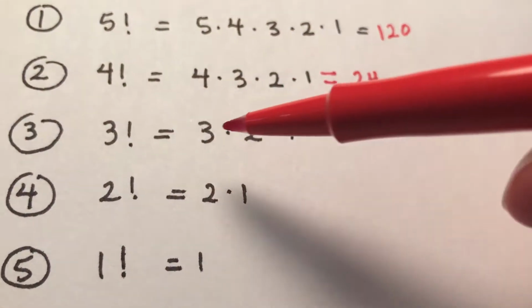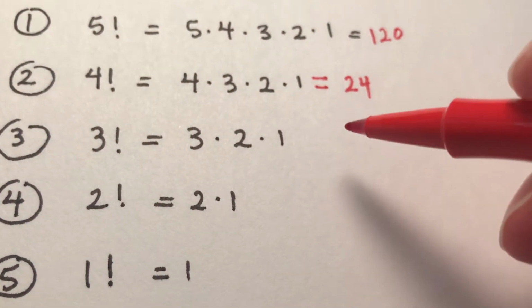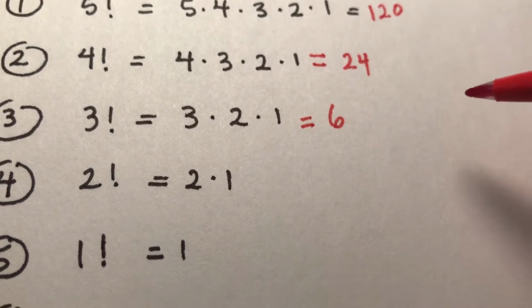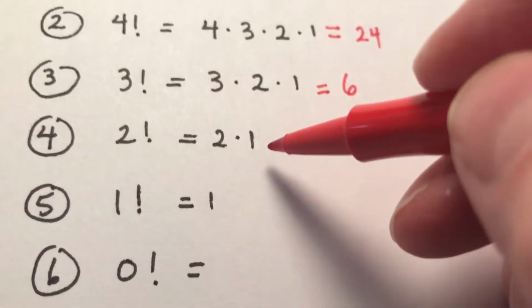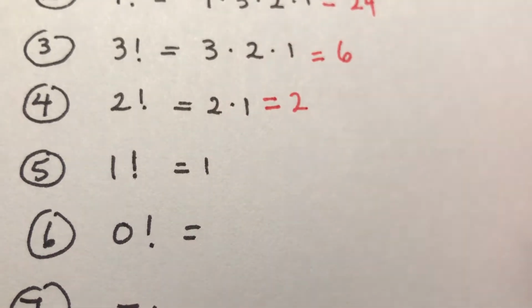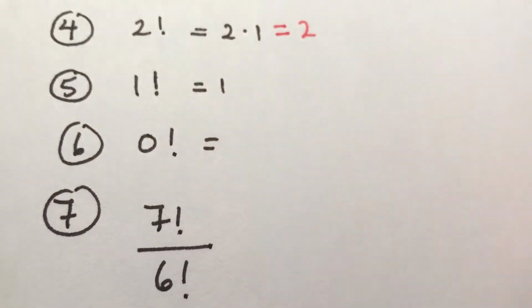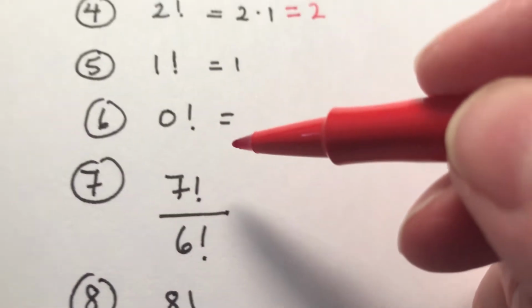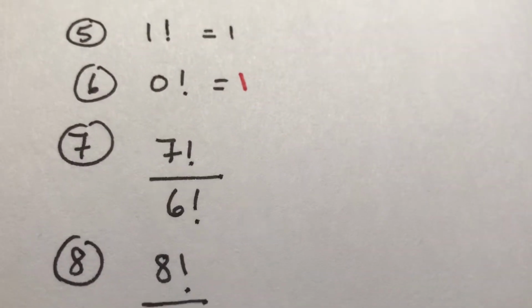3 factorial means 3 times 2 times 1. And we can do that. 3 times 2 is 6 times 1. 2 factorial, 2 times 1, 2. 1 factorial, just 1. And 0 factorial is, by definition, 1. So we have to put 1 there. All right, so there you go.